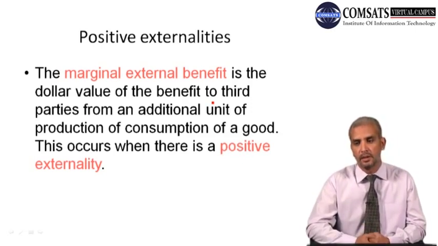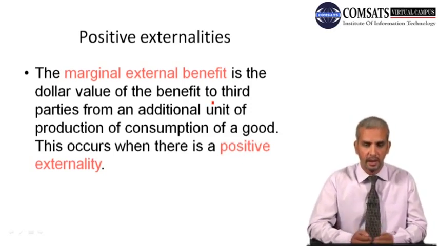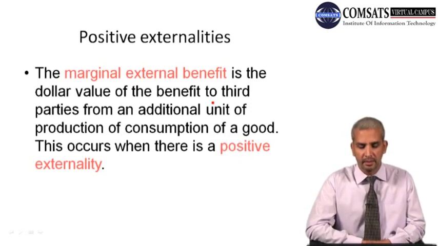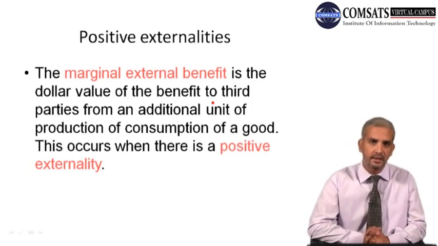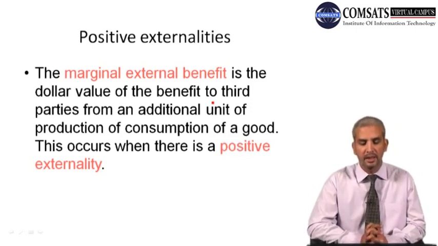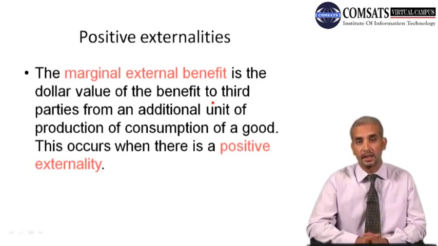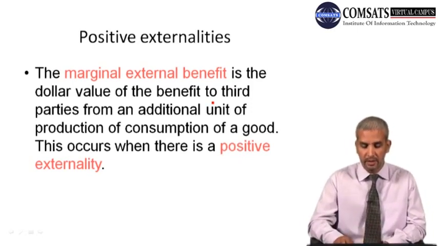a marginal external benefit towards a third party, which is not accounted for in the transaction between buyer and seller, then that external benefit is the marginal external benefit, and when that is not included, then there exists a positive externality. When we include that in marginal external benefit, that is called internalizing the positive externality, which we would discuss very soon later on.